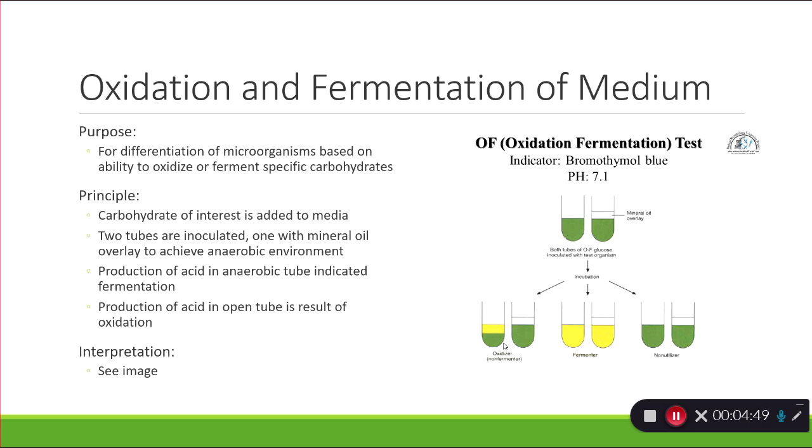We also look at oxidation and fermentation of the medium. This test, the OF test, is for differentiation of microorganisms based on their ability to oxidize or ferment specific carbohydrates. So how we do this is the carbohydrate of interest is added to the media. 2 tubes are inoculated, one with mineral oil as an overlay to achieve an anaerobic environment. The production of acid in an anaerobic tube indicates fermentation. Production of acid in an open tube is the result of oxidation.